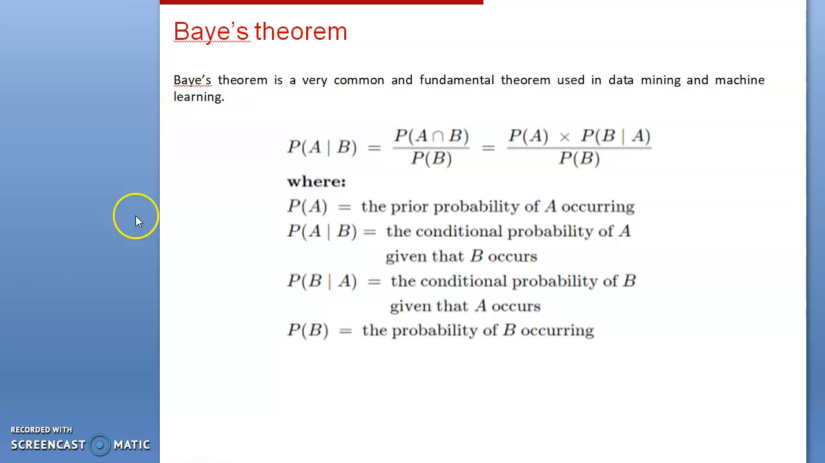Bayes theorem. Bayes theorem is a very common and fundamental theorem used in data mining and machine learning. P of A given B is equal to P of A intersection B by P of B, which is equal to P of A times P of B given A by P of B, where P of A is the prior probability of A occurring, P of A given B is the conditional probability of A given that B occurs, P of B given A is the conditional probability of B given that A occurs, and P of B is the probability of B occurring.